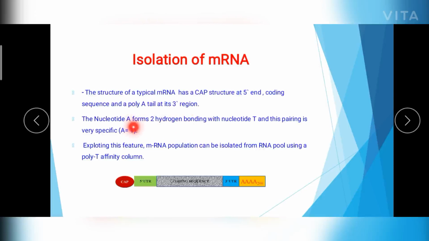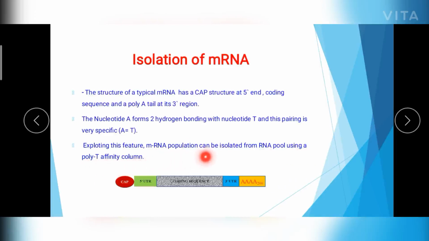You should also remember Chargaff's rule: the nucleotide A always forms 2 hydrogen bonds with T, and this pairing is very specific. A pairs with T and G pairs with C. AT pairing involves 2 hydrogen bonds, whereas GC pairing involves 3 hydrogen bonds. So exploiting this feature, that is A pairing with T, the mRNA population can be isolated from the total RNA pool using a poly T affinity column.